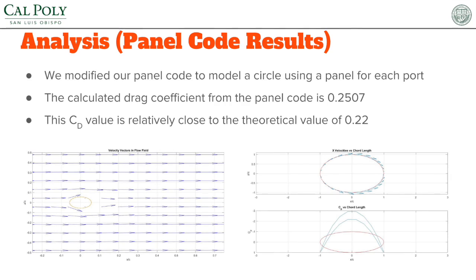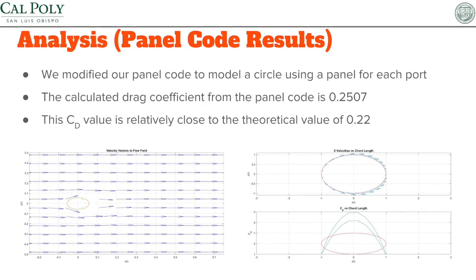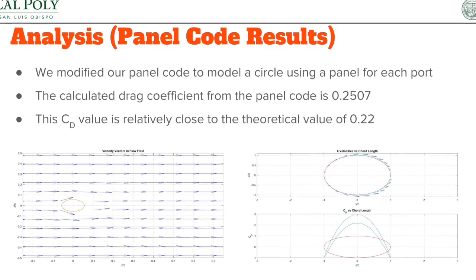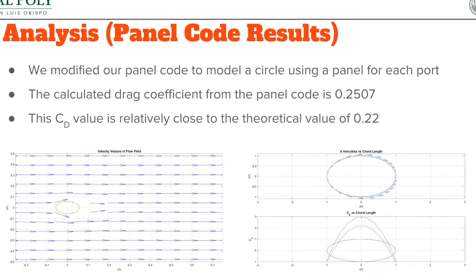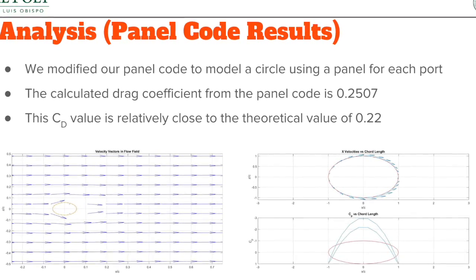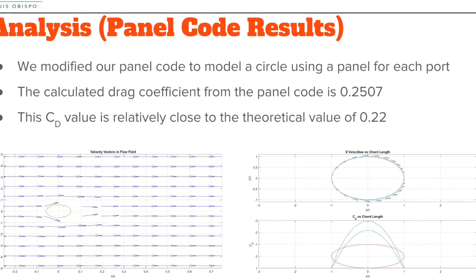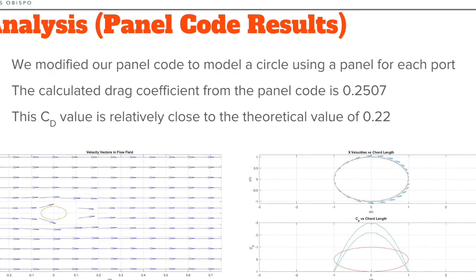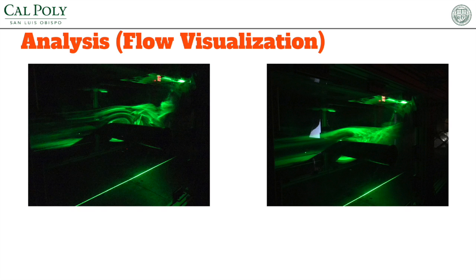Another way to compare our drag values was to take our 306 panel code and modify it to reflect the cylinder with 24 ports. The coefficient of drag from this code gave us a value of 0.25. This may be significantly different from our experimental values. However, it is fairly close to the theoretical coefficient of drag of 0.22. The graph on the left shows the modeled cylinder in a flow field, while the graph on the upper right shows the velocities.